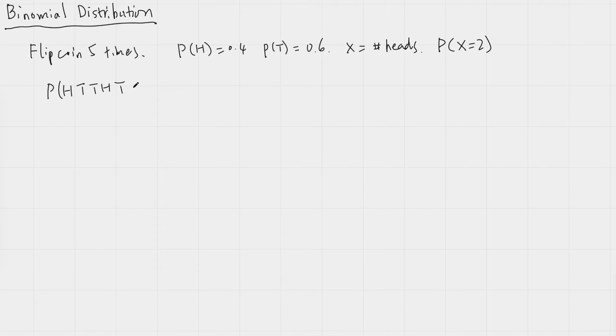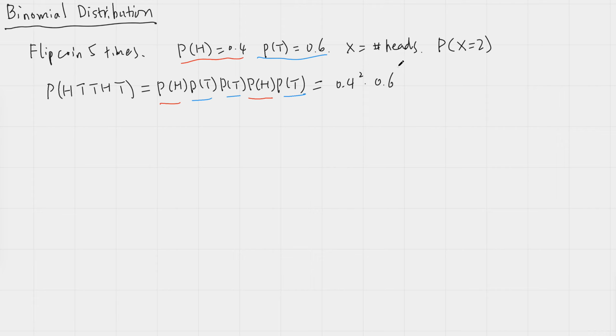This is equal to, because each flip is independent, the probability of head times probability of tail times probability of tail times probability of head times probability of tail. Now recall that the probability of head is 0.4, and we have 2 heads here. And the probability of tail is 0.6. We have 3 tails here. So this is equal to 0.4 squared times 0.6 cubed.